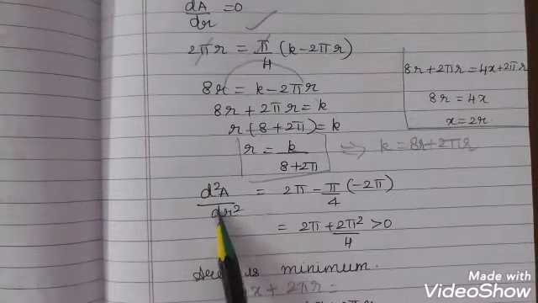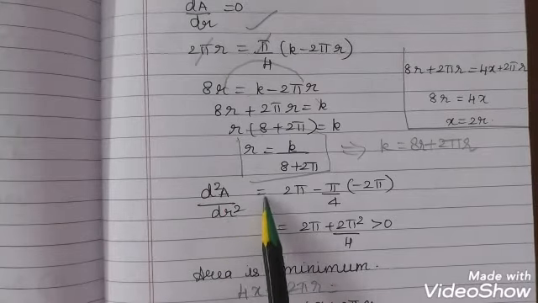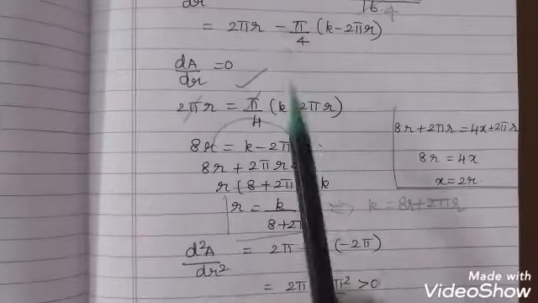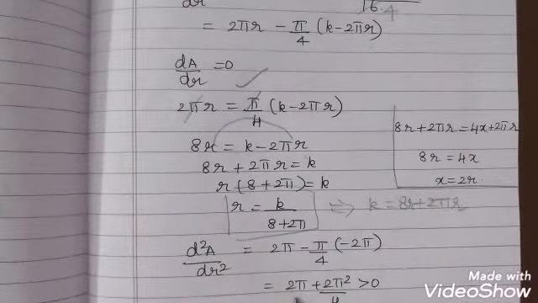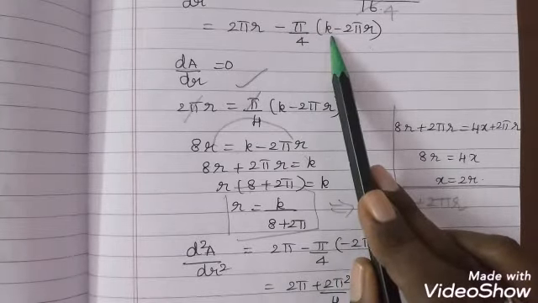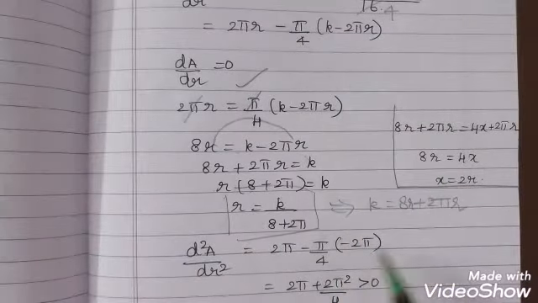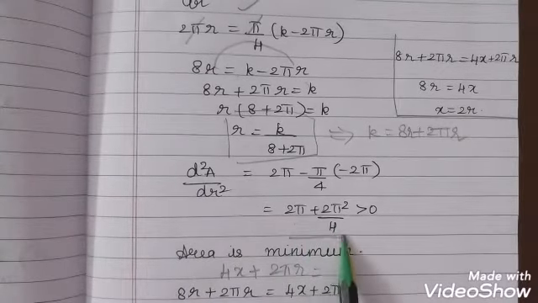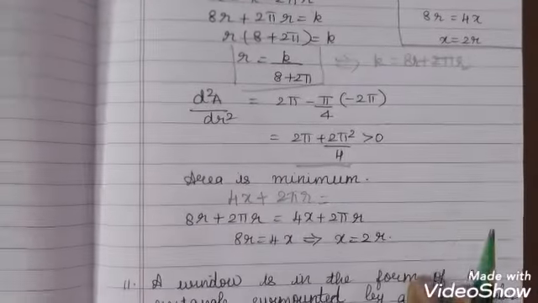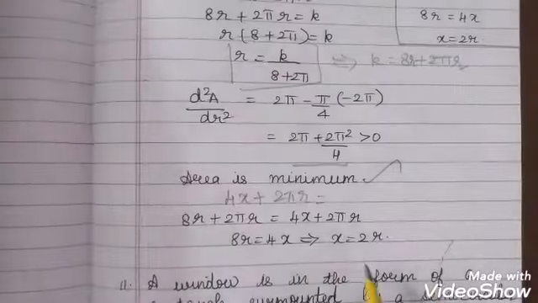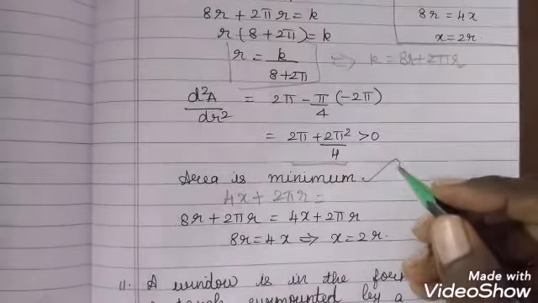Now we'll find out what d squared A by dr squared is. Differentiating your dA by dr, when I differentiate this, what will you get? It's 2 pi, and now when you differentiate the next term, it's minus pi by 4. Differentiation of k is 0, into minus 2 pi. So you are left with 2 pi plus 2 pi square divided by 4. It is positive and greater than 0. Therefore, what can I say here? Area is said to be minimum. This is what you have here. Got it? So you have shown that the area is minimum.